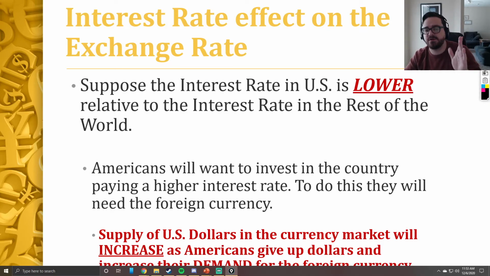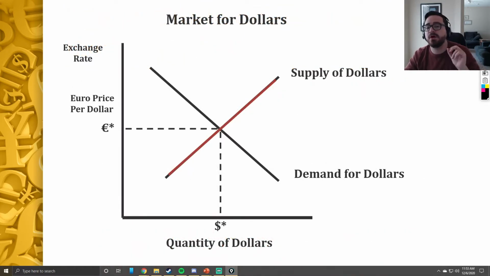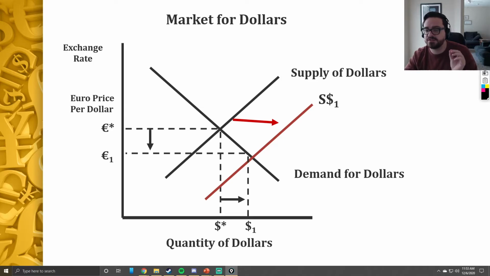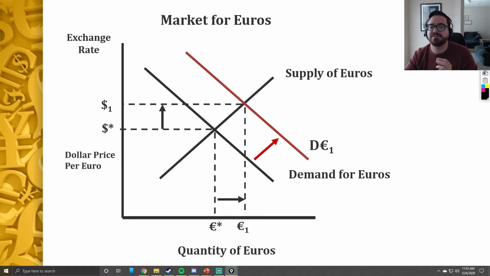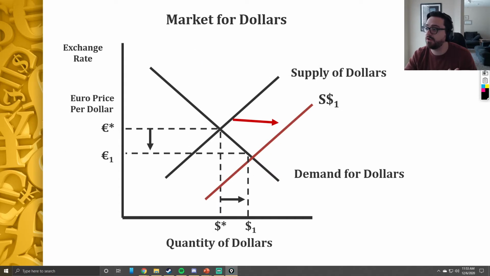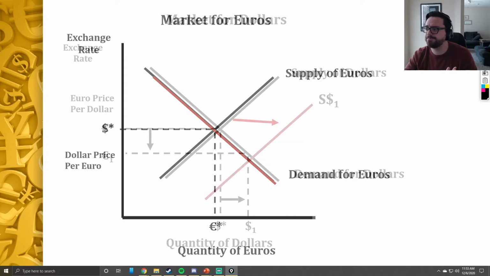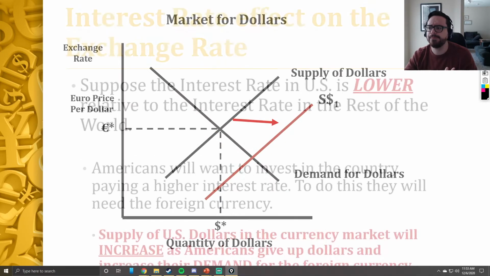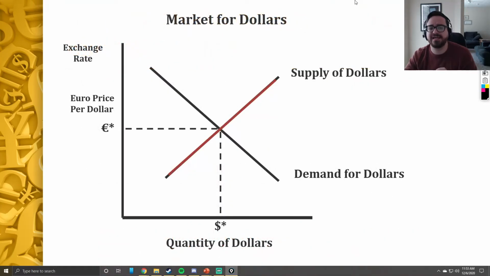The first answer is if Americans want to invest in other countries. That's what I have drawn here. If we want to invest in other countries, the supply of dollars goes up and the demand for the other currency goes down. Alternatively, I don't think I have this graphed in this PowerPoint, you could say foreigners will want to invest less in America, which would mean a lower demand for dollars and a lower supply of the other currency. That is fine. You are actually allowed to do that.